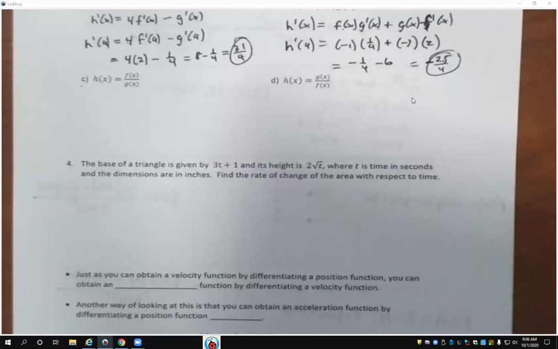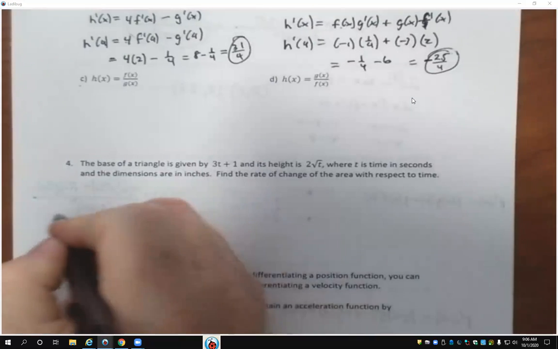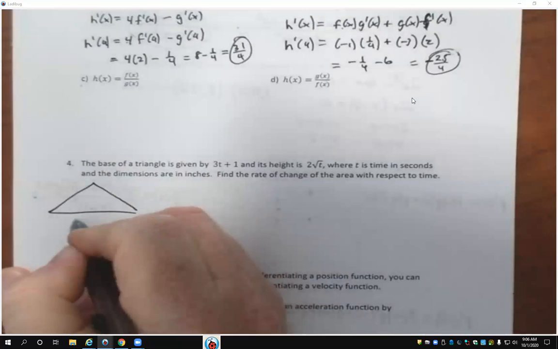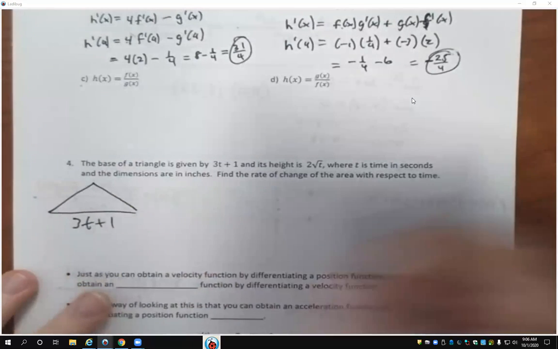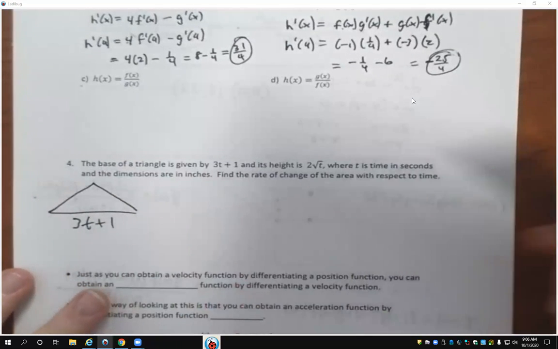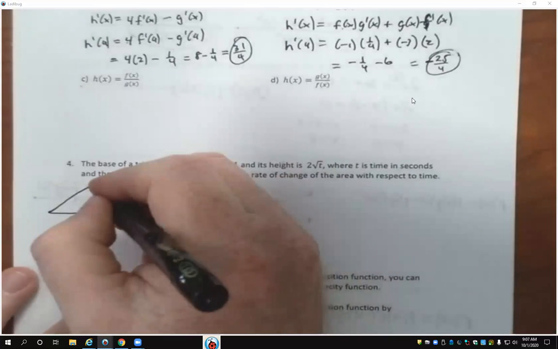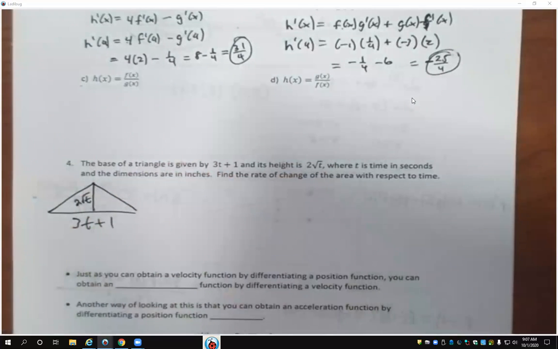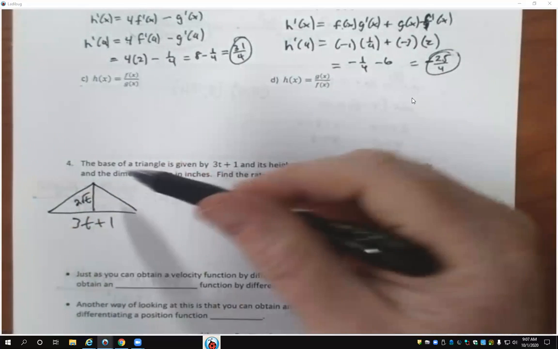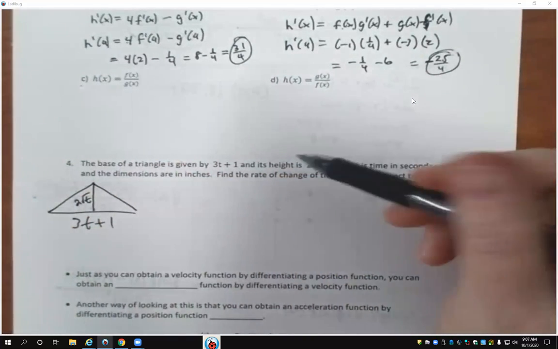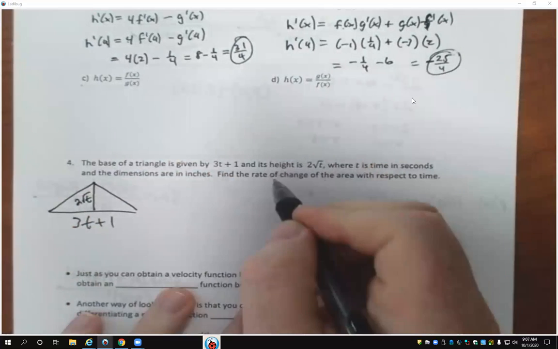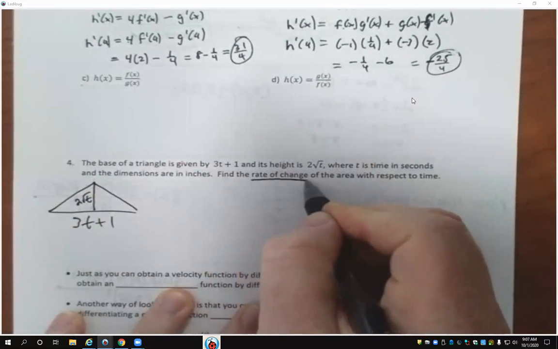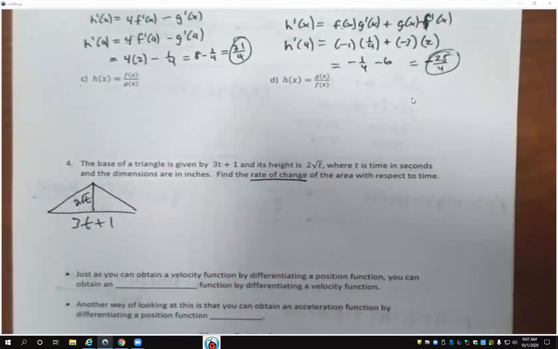All right, number 4. The base of a triangle is given by 3t plus 1. So we got a triangle. The base is 3t plus 1. The height of the triangle is 2 radical t, where t is time in seconds and the dimensions are in inches. Find the rate of change of the area with respect to time.